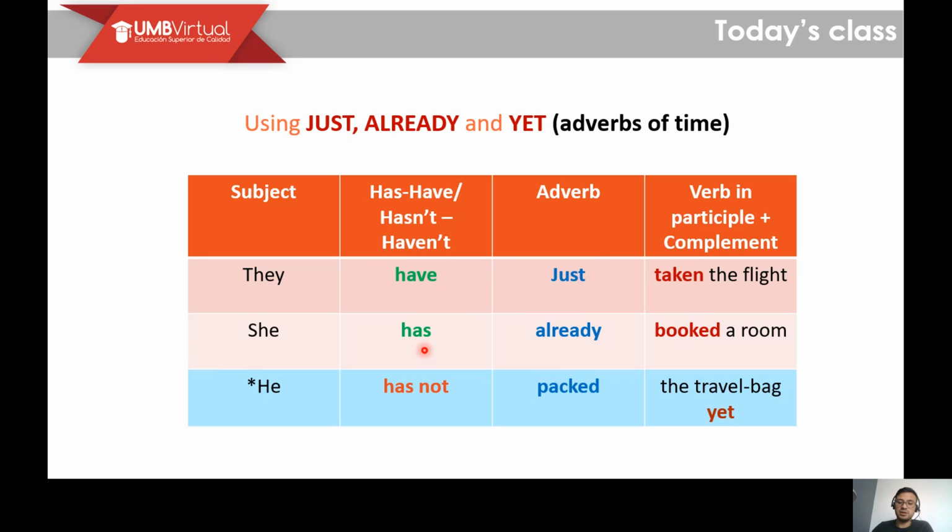If we had a question, that would be this auxiliary moving to the beginning and the rest would continue the same. Has she already booked a room? It's a question. Okay, he has not packed the travel bag yet. So we have the negative form. For the negative form and the questions, you can use yet, but you cannot use yet for the affirmative form. And it goes at the end.